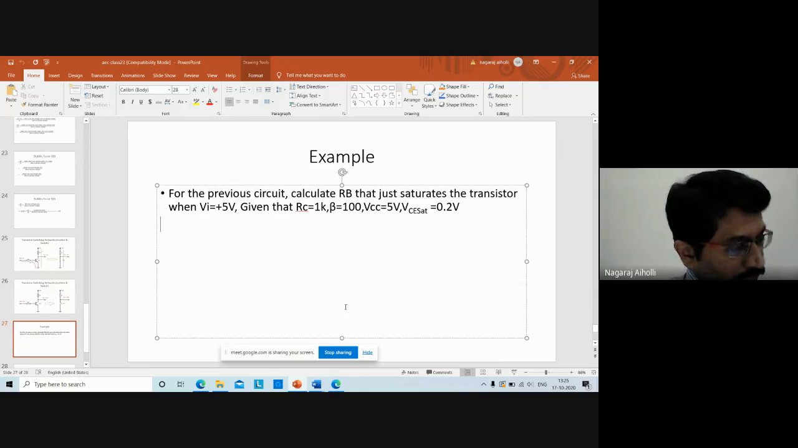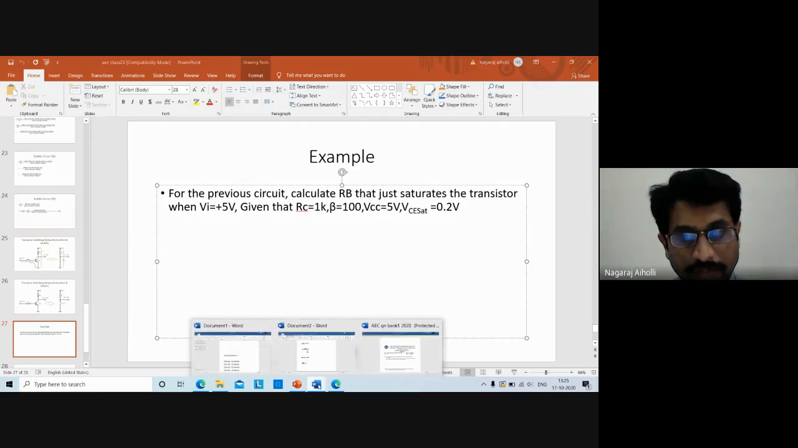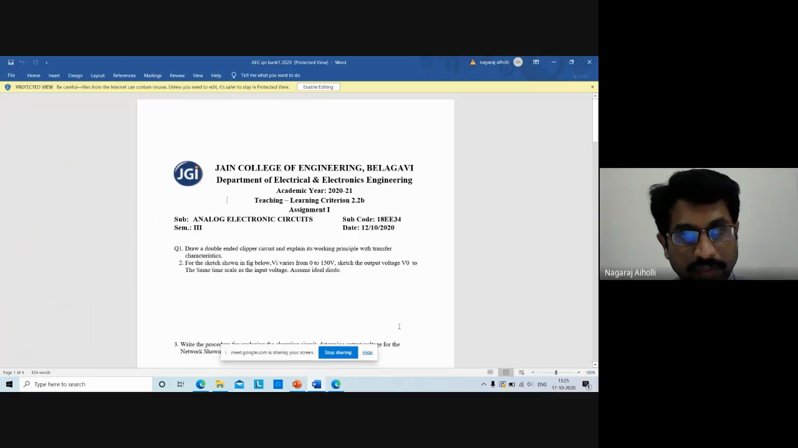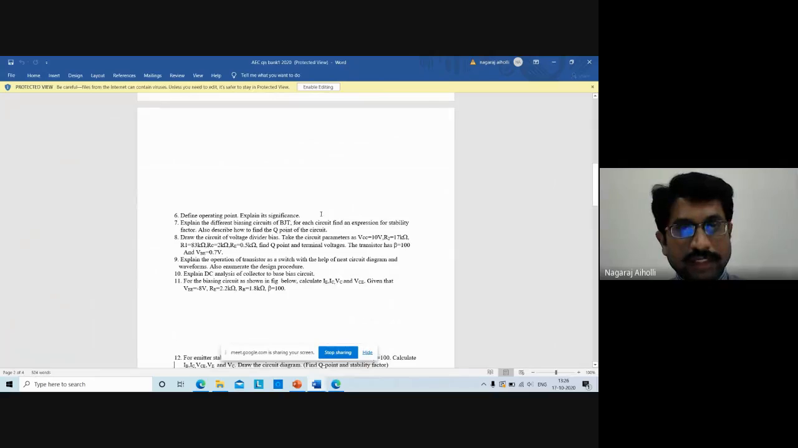Next is question number 6. Define operating point and explain its significance. How do you get the operating point? When you draw the load line, where it intersects the base current curve, you get the operating point. So what is the use of the operating point? It can be used to find the values of IC and VCE and other parameters related to IC and VCE. Is it not? Like that you have to explain the importance of the operating point. You have to write points about the operating point.